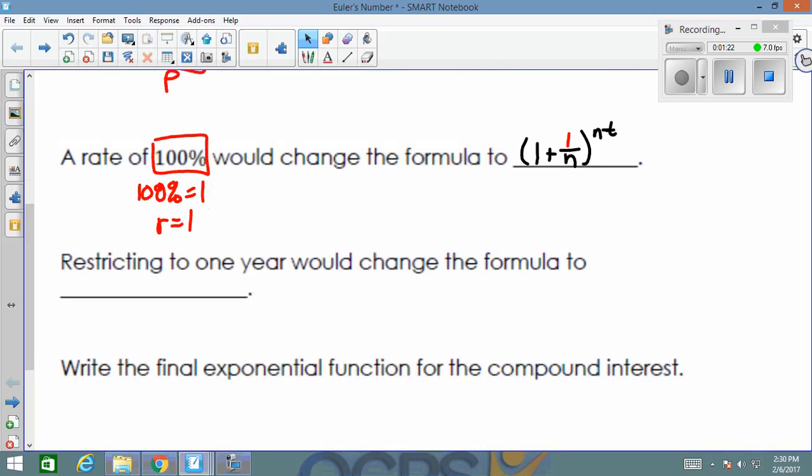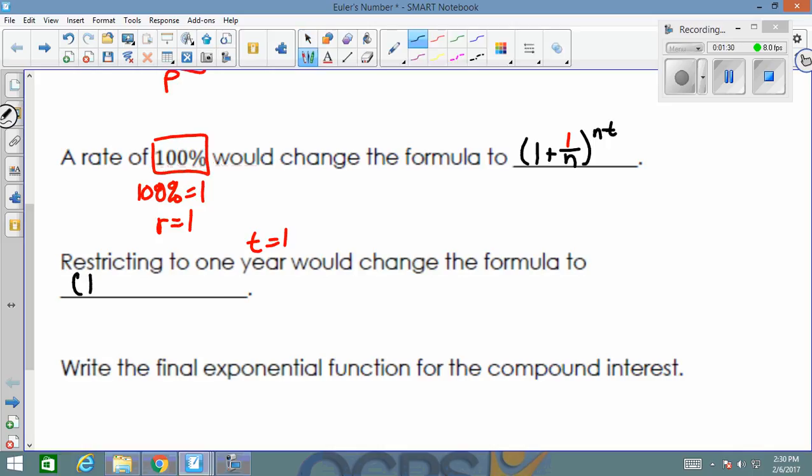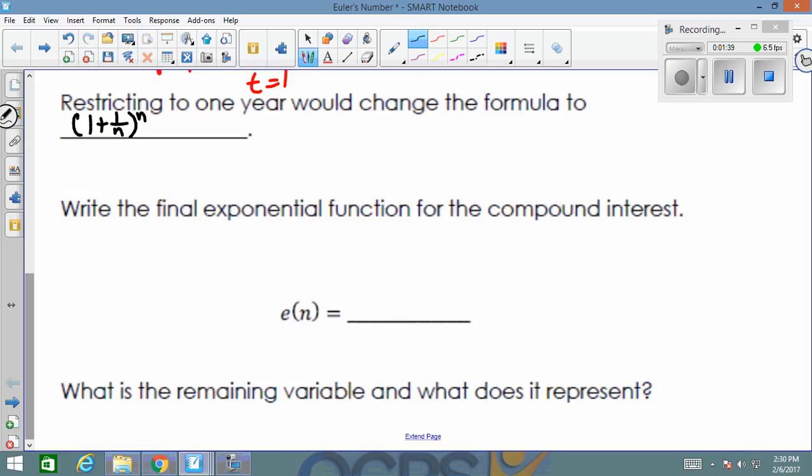Okay, now we're going to restrict our T to 1 year. So we're going to take that formula we just came up with, the 1 plus 1 over N, and since T is 1, it's just going to be to the N power. So our final exponential equation is (1 plus 1 over N) to the N. That is considered Euler's formula.